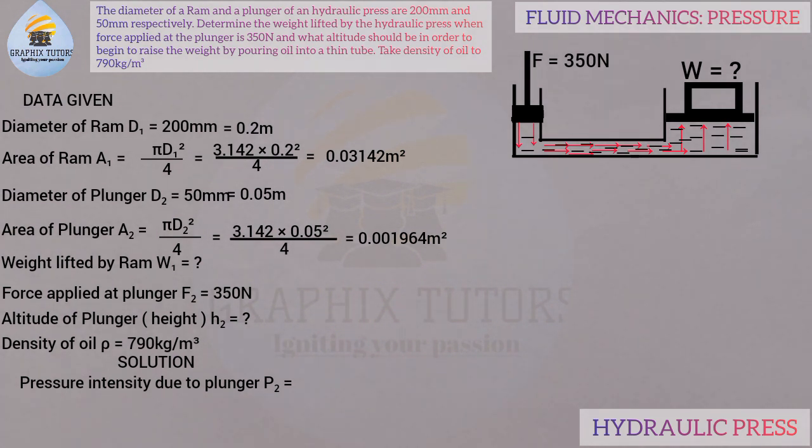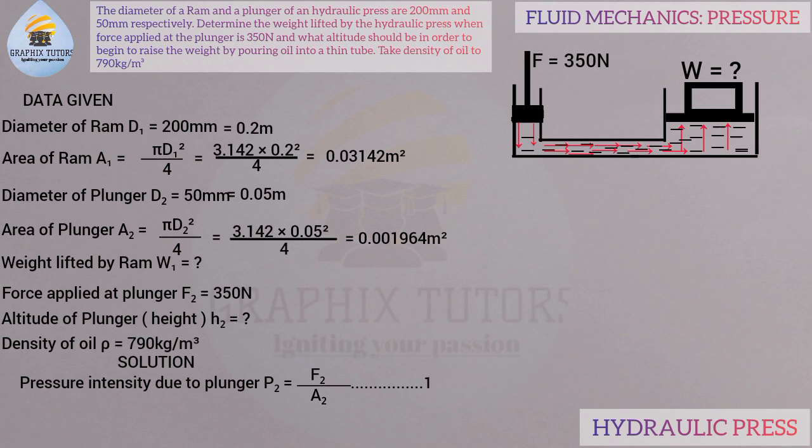Equals to what? We know pressure is given as what? Force per unit area. So it will be the force at the plunger all over what? The area of the plunger. So I'm using subscript 2 to signify that I'm talking about the plunger, right? I'll call that equation 1.